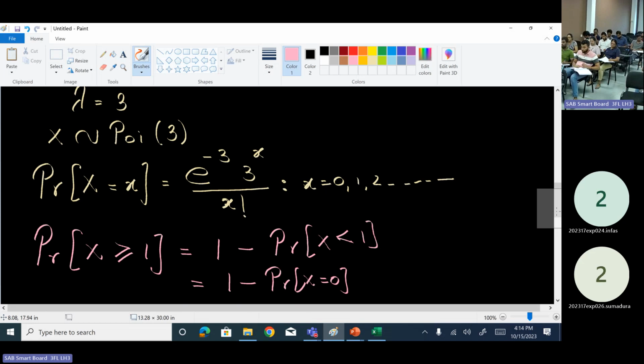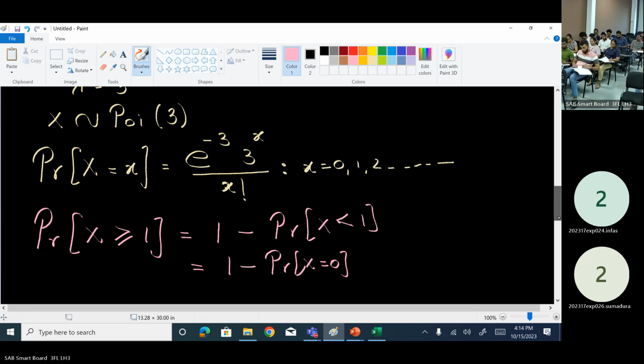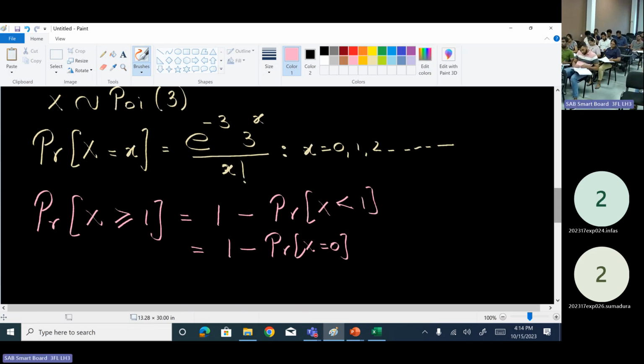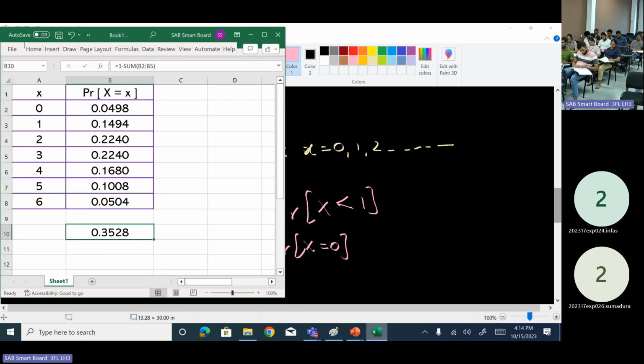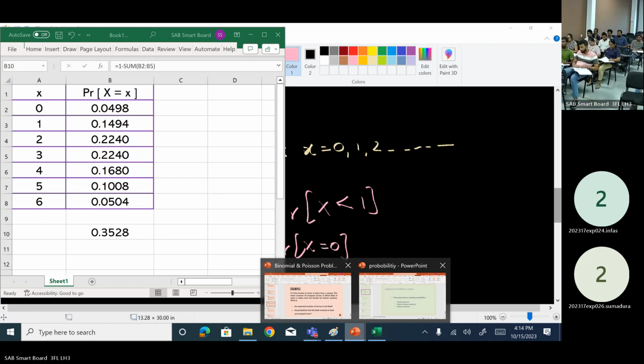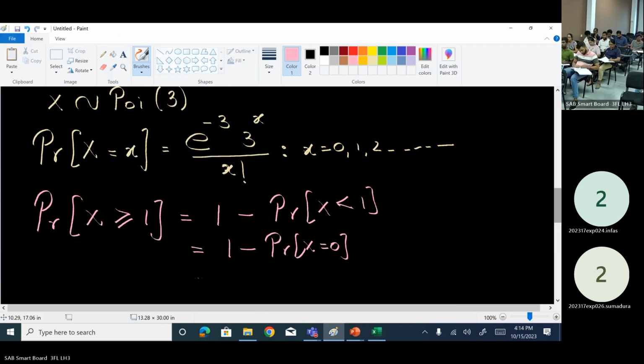X is 0 means the formula is there, we can calculate it. 1 minus 0.0498 is 0.9502.